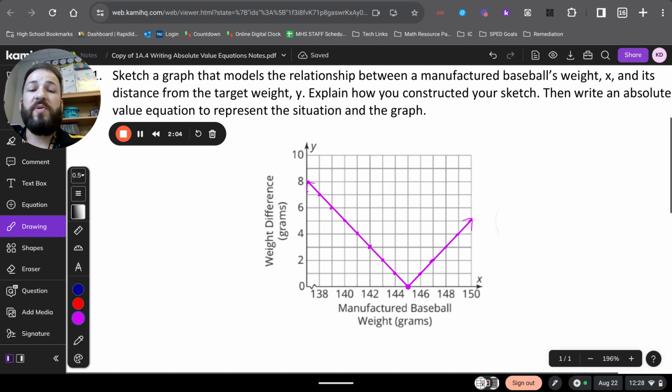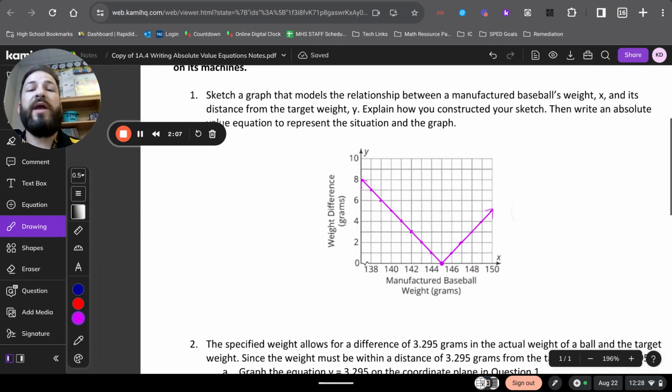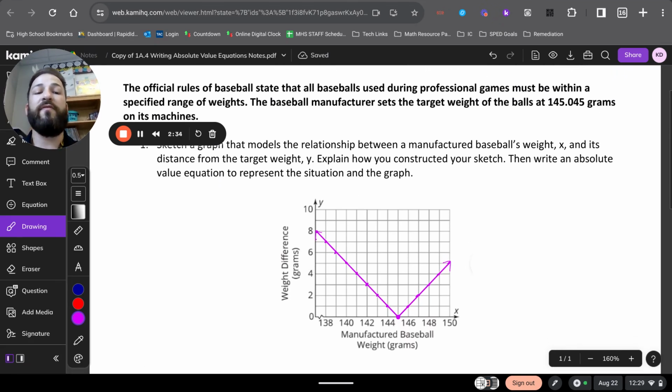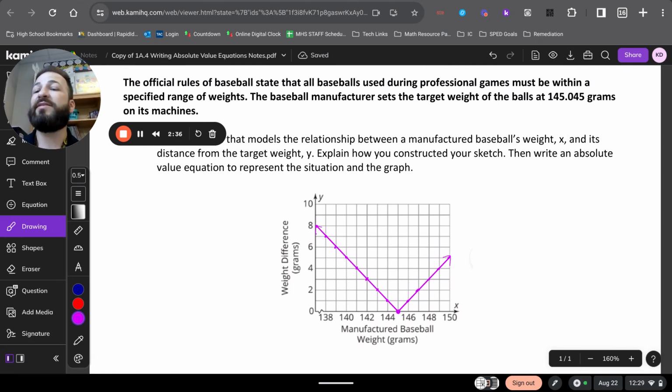Okay, so we can see our absolute value function here. We have it sketched out, but now we want to write an actual equation to represent this. Looking at this function, it still has that slope of 1, so our A and our B should still be 1. We don't have any vertical stretch or compressions, or horizontal stretch or compressions. Our vertex is right on the x-axis, so we're not shifting up or down. The only thing our function has done is shift to the right by 145.045. To shift to the right, that's going to be our C value.